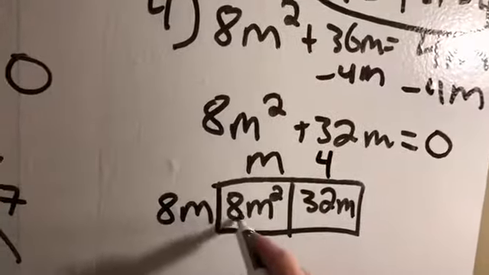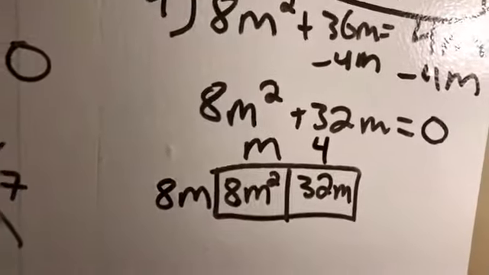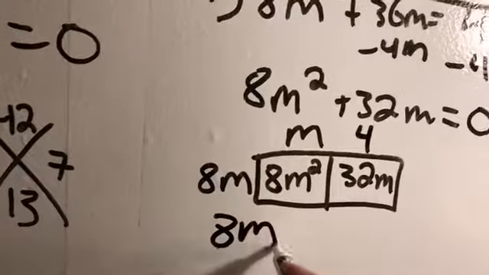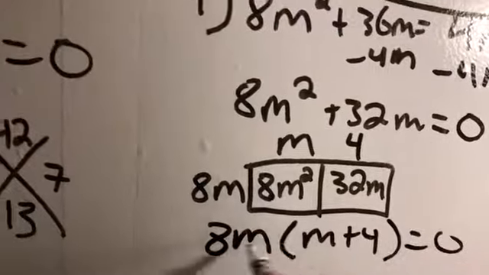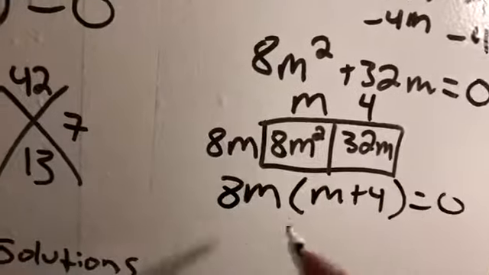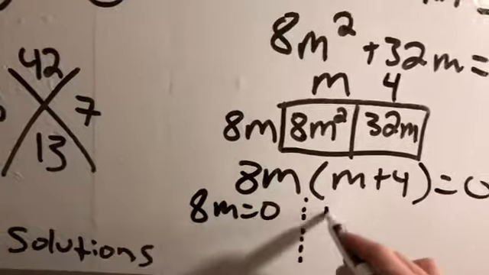You should always try to take as big of a number from here as possible. You might have to do some guess and check. So then we just have 8m times m plus 4. And those are our 2 factors. 8m is still a factor because it has a variable. So that still needs to be equal to 0 when we solve.